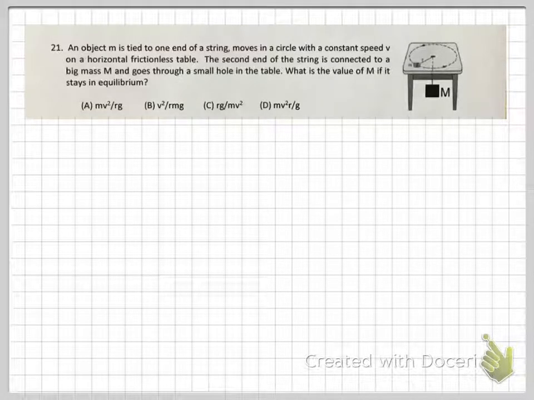Number 21, an object, little m, is tied to one end of a string, moves in a circle with a constant speed v on a horizontal frictionless table. The second end of the string is connected to a big mass, big M, which goes through a small hole in the table. What's the value of big M if it stays in equilibrium?